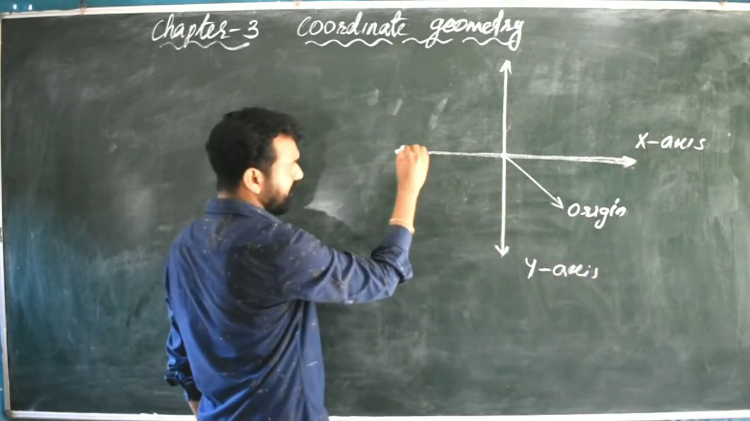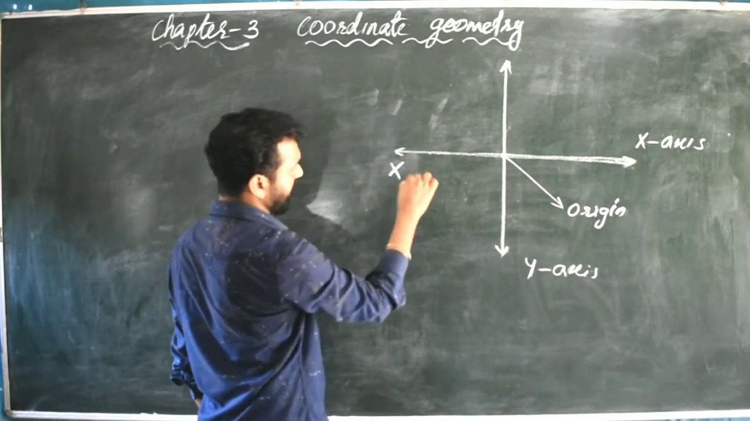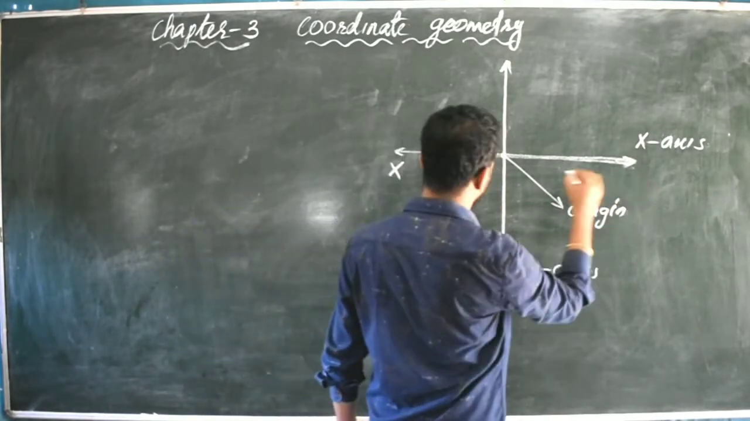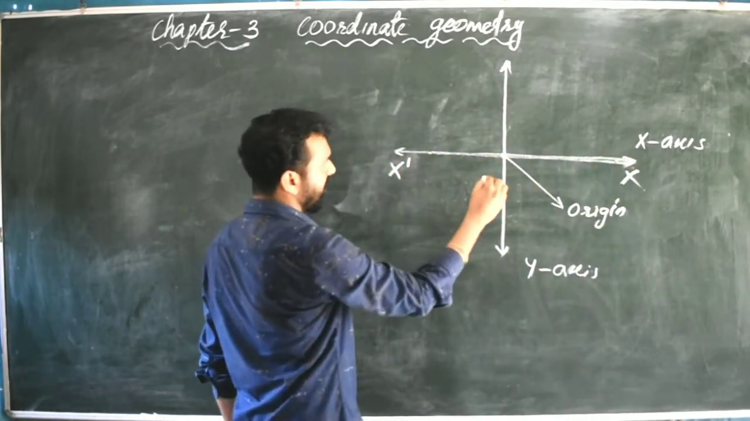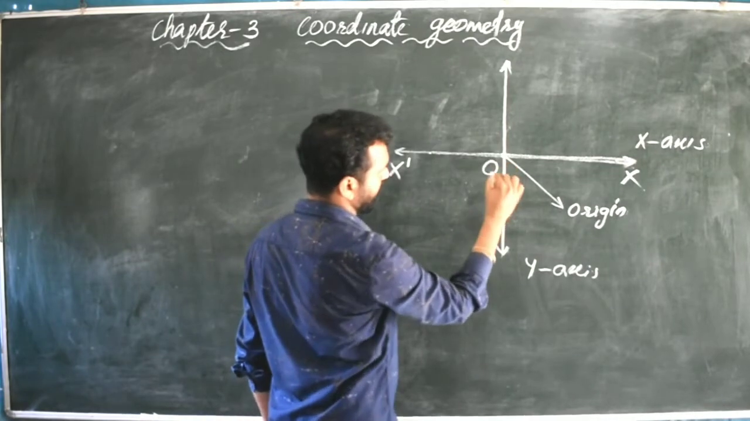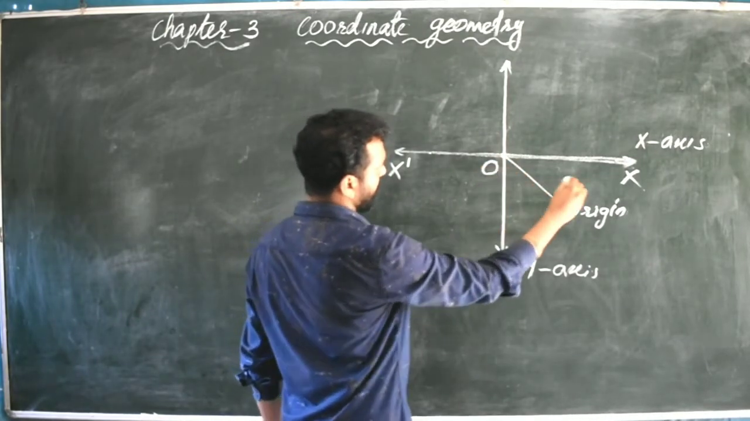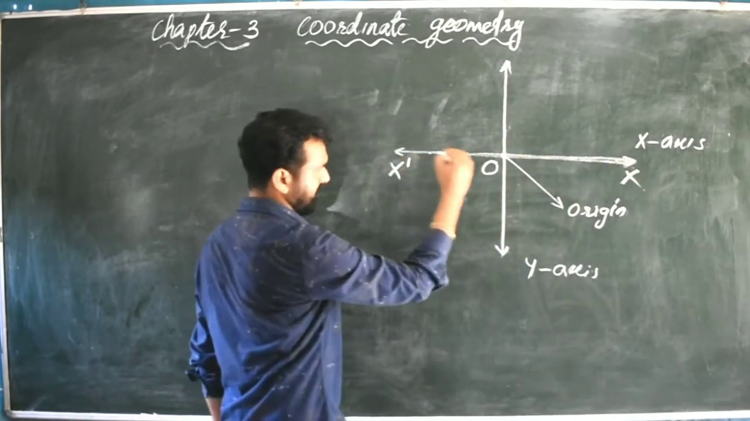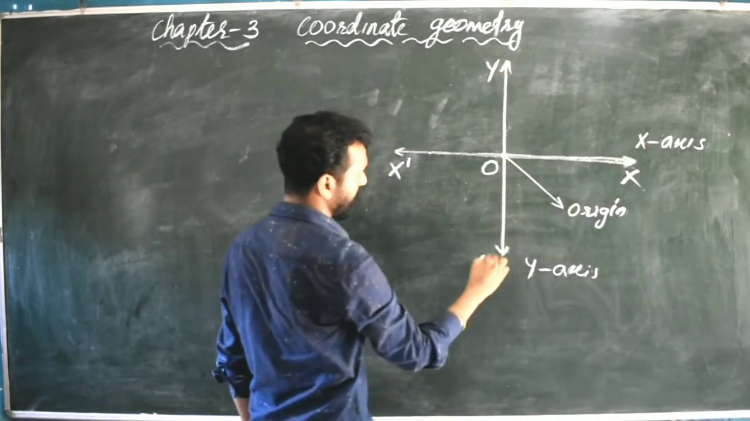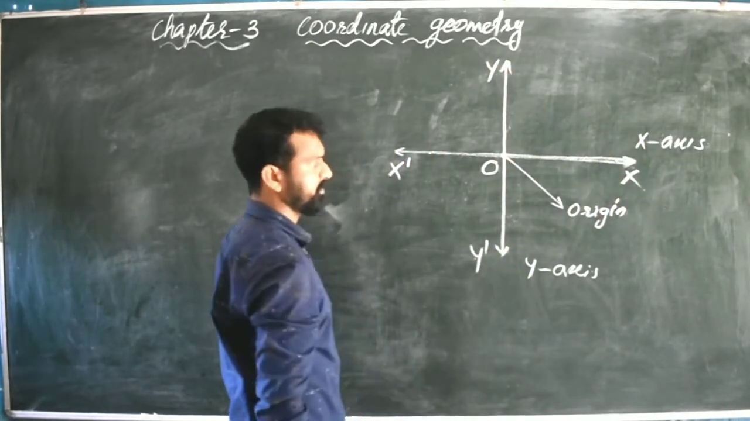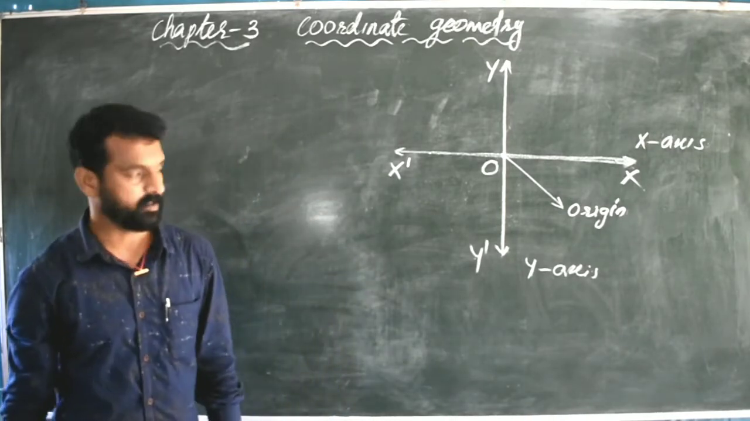Now, the x-axis is denoted by X'OX. Here it is x and here it is x dash. The origin is denoted by the letter O. So x dash x is the x-axis, and y dash y is the y-axis.